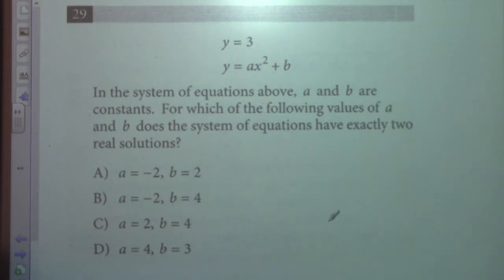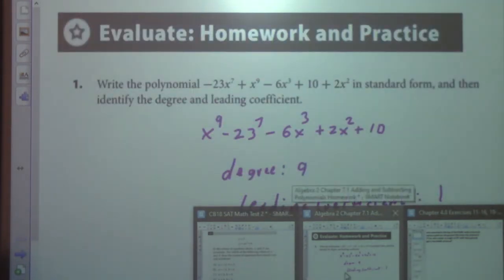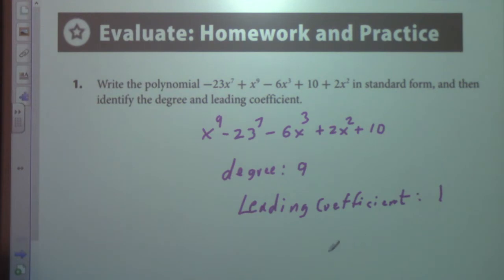Hopefully not. So anyway, we're back. We're starting on chapter 7, which has to do with adding and subtracting polynomials. I think we just left off finishing problem 1 last Friday. Basically, with this polynomial in standard form, you're rewriting it in order of exponents from greatest to least. Degree is 9, leading coefficient is 1.